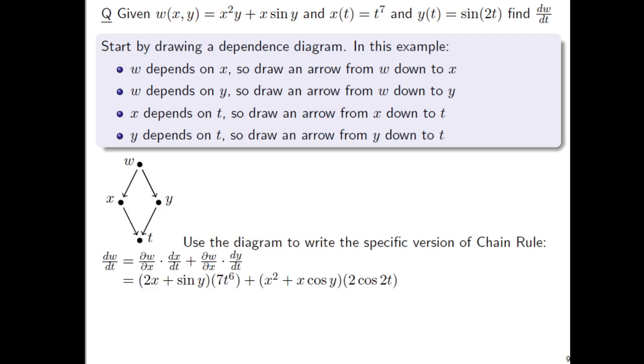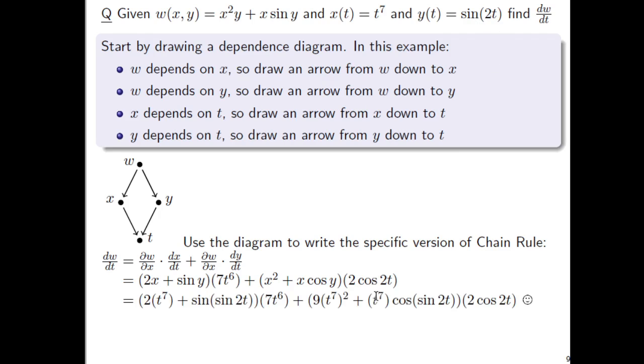So what we end up with, plugging in the pieces and taking some derivatives: the partial derivative of w with respect to x is 2x plus sine y, and then the derivative of x with respect to t is 7t to the sixth. Then we need the derivative of w with respect to y, which is x squared plus x cosine y. And then we need the derivative of y with respect to t, the derivative of sine of 2t, which is 2 cosine 2t.